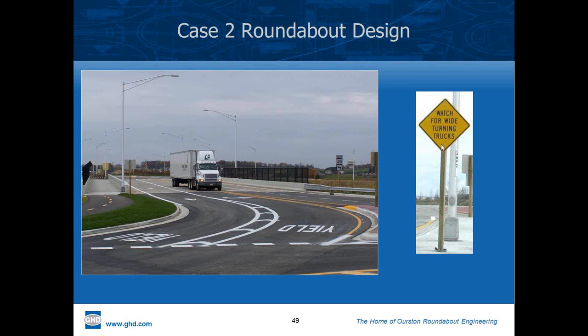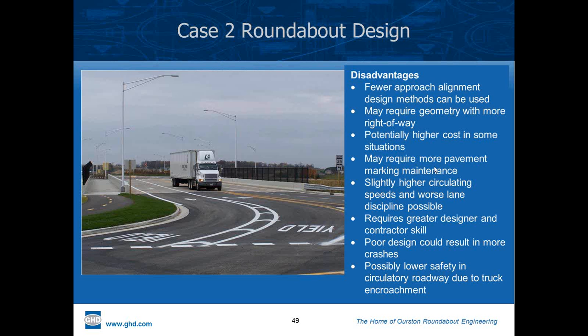So the case 2 designs tend to get that mix where it looks like lane discipline approaching, but it isn't lane discipline circulating. And so that's one of the disadvantages. Also, the larger circle that comes with this, the desire for speed control, because a wider entry is going to make it a little faster. Slightly higher cost in some cases. A little more pavement maintenance or pavement marking maintenance. If it's not well designed, with the space, then the truck still overtracks. So poor design can actually contribute to crashes because it presents a false message for the truck driver.